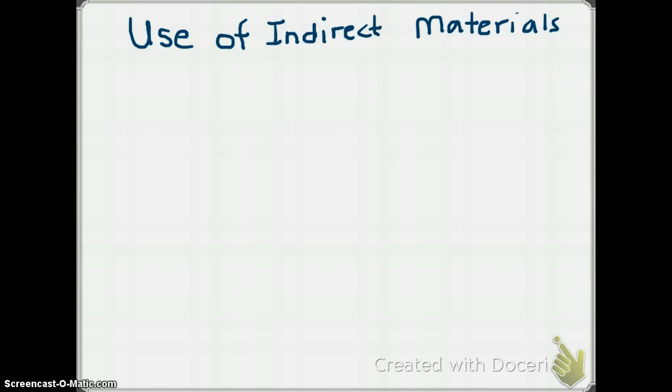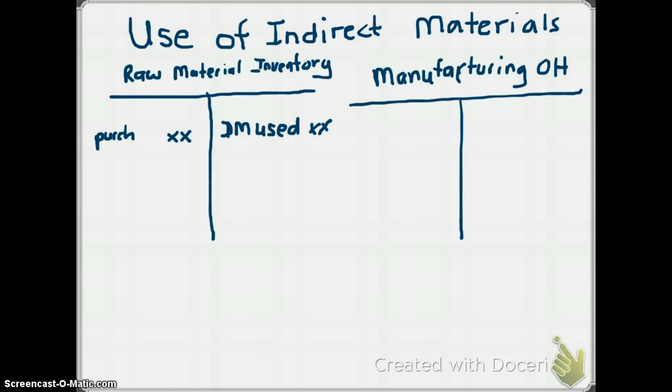Next, let's take a look at the use of indirect materials. If you remember, indirect materials are materials that we use during production that cannot be directly traced to the product. Indirect materials are part of manufacturing overhead. So the two accounts affected in this case are raw materials inventory and manufacturing overhead. You debit manufacturing overhead for the indirect materials used, and you credit raw materials inventory. So you take it out of raw materials inventory and then it goes into manufacturing overhead.